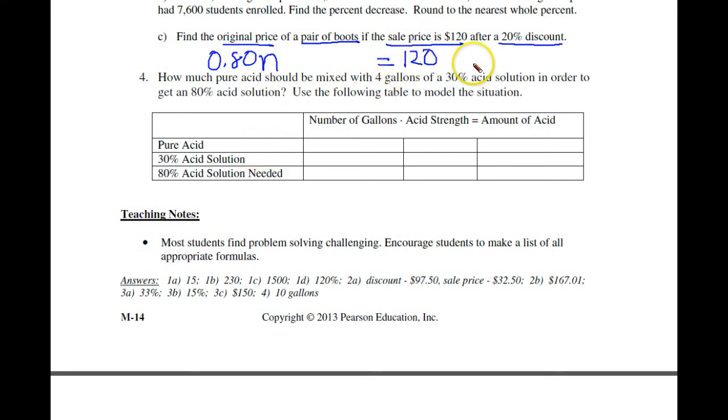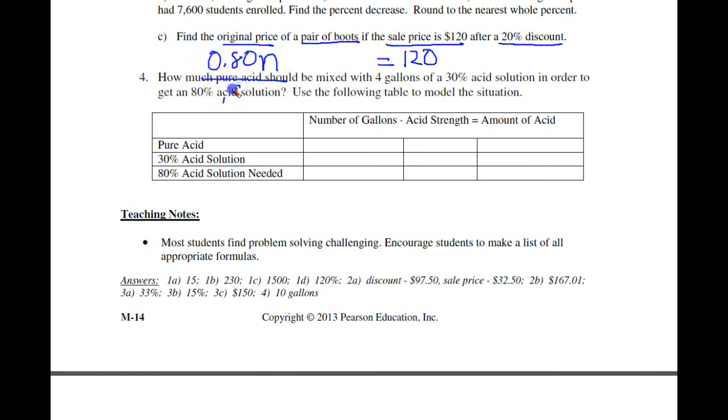Now, a lot of students would take 20% of that, and that wouldn't give them the right answer. It gives them a close answer, but it's not right. So think of it this way: if you're getting a 20% discount, this price represents 80% of the original price. So how do you find the answer?